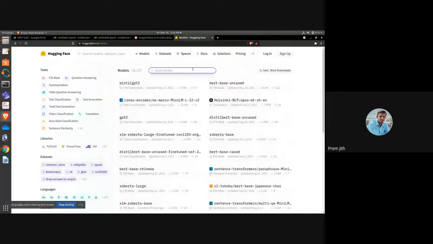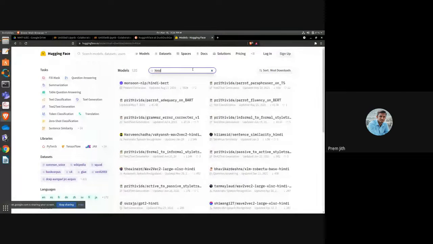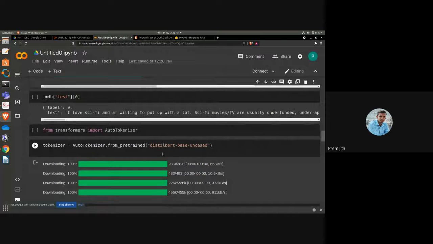Okay, I'll search for Hindi. Yeah, the Hindi word is there. Okay, many models are there. You can provide the name of the model. DistilBERT is a smaller version of the original BERT model. All the models will have different sets of parameters. The model you used for one particular application is too difficult to use for another application; otherwise you have to retrain it.